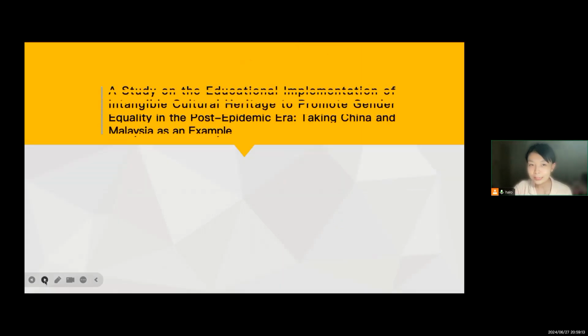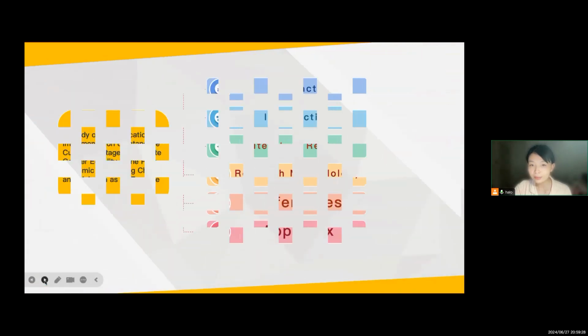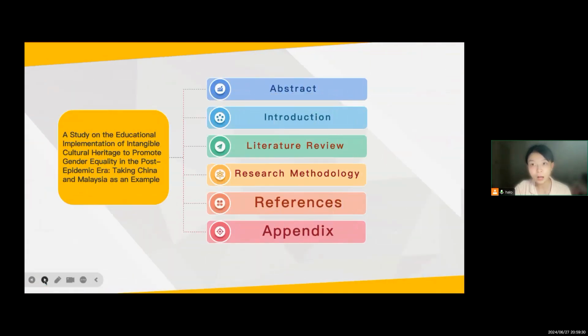First, as you can see, there are three aspects as an example of SDG. First, quality education. Second, gender equality. Third, inequality reduction. As you can see, there are so many objectives of sustainable development. So today's topic is about a study on the educational implementation of intangible cultural heritage.